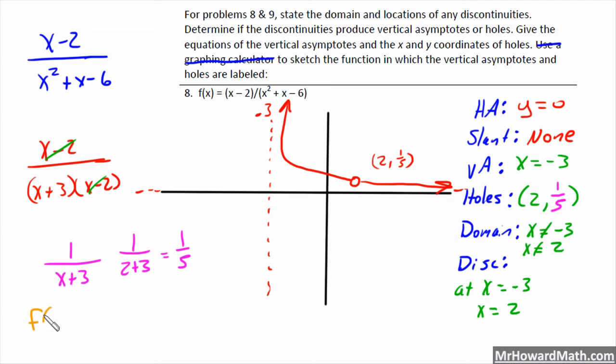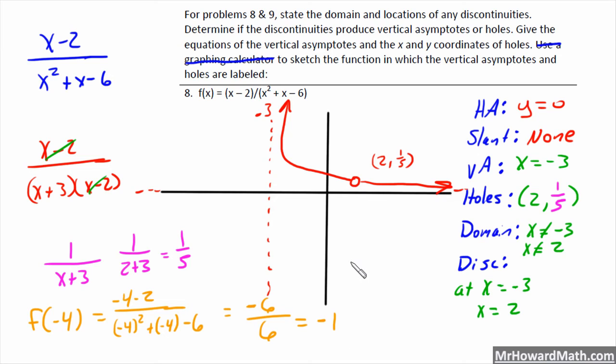So we do that down here. We need f of negative 4. So we'll go back to the original function and plug it in there. That would be negative 4 minus 2 on top, and negative 4 squared plus negative 4 minus 6 on the bottom. So keep working that out. Negative 6 on top. Negative 4 squared is 16, minus 4 and a minus 6 give you a negative 10. So 16 minus 10 is 6. So negative 6 divided by 6 is negative 1.